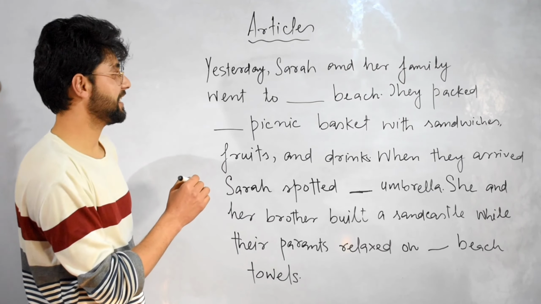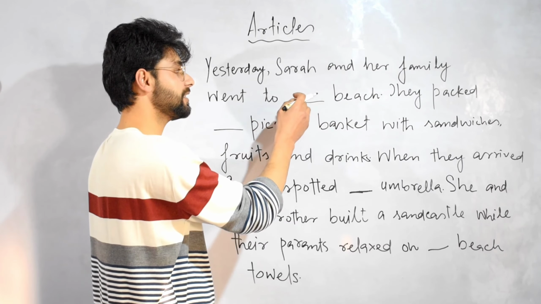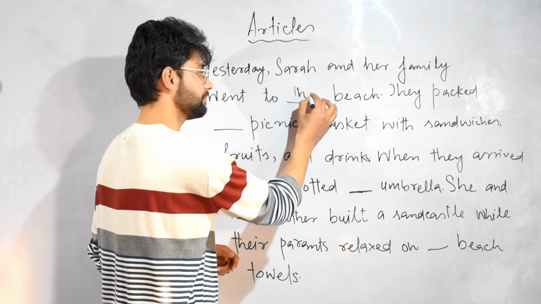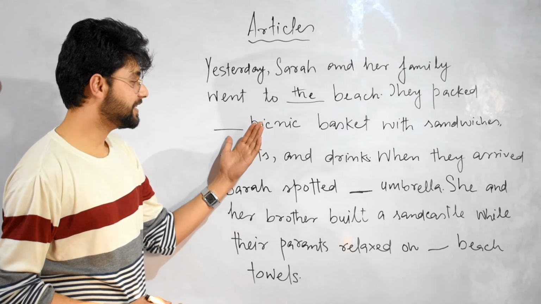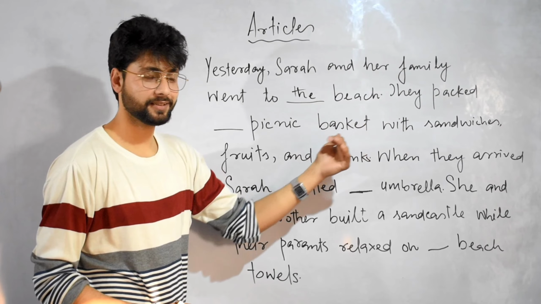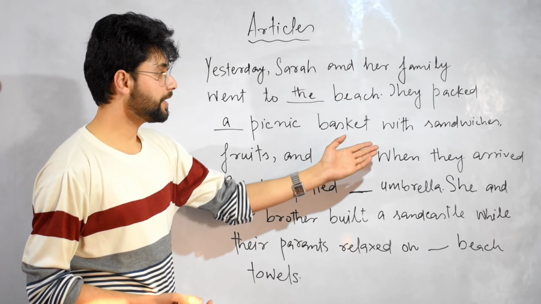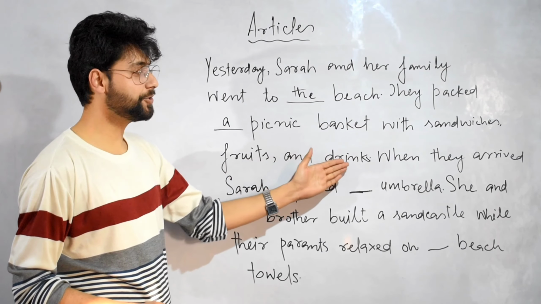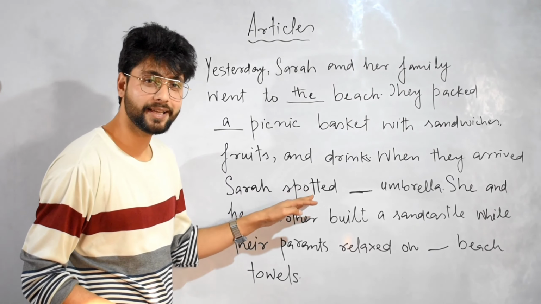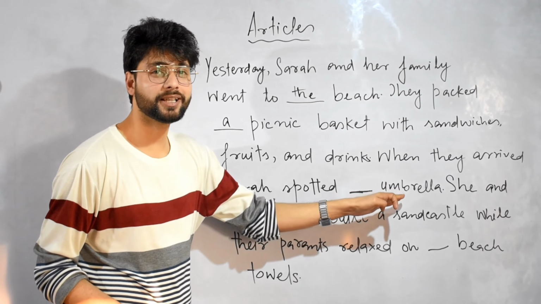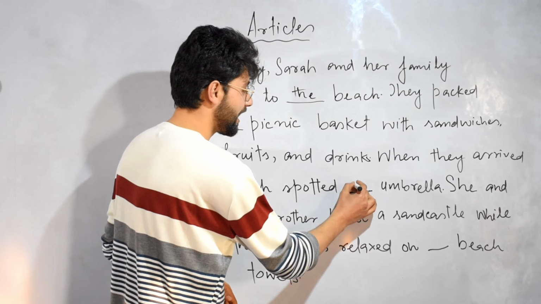The first is: Yesterday Sarah and her family went to the beach. They packed a picnic basket with sandwiches, fruits and drinks. When they arrived, Sarah spotted dash umbrella. Which article can be used here? An umbrella.